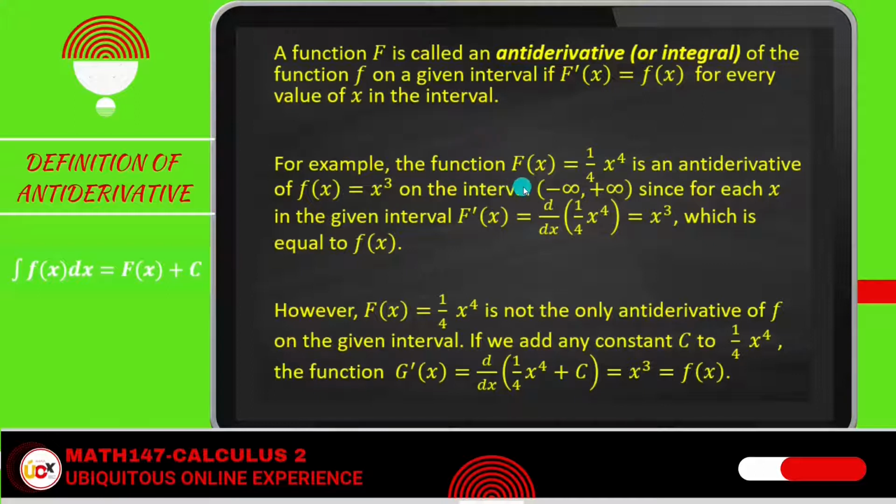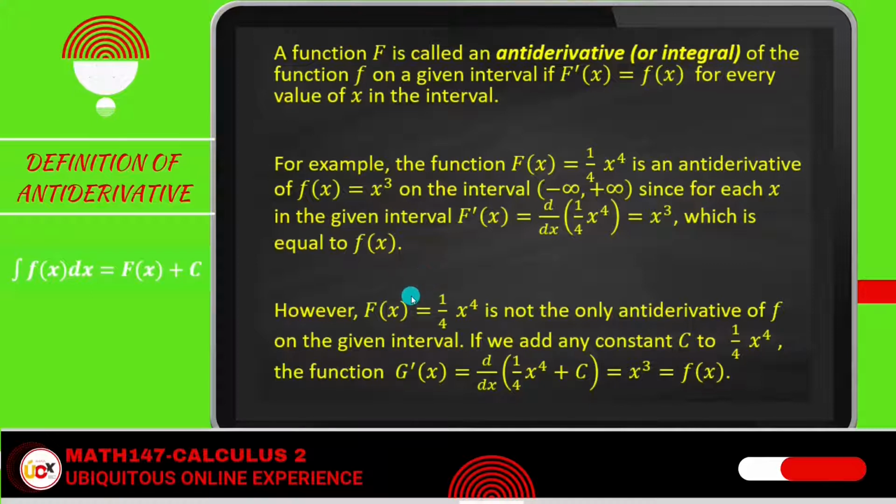For example, the function big F of x equals 1/4 x to the fourth is said to be an antiderivative of the function small f of x equals x cubed on the interval negative infinity to positive infinity, since for each x in the given interval, the first derivative of big F of x, the derivative of 1/4 x to the fourth with respect to x, is equal to x cubed. And this is the same as the function small f of x.